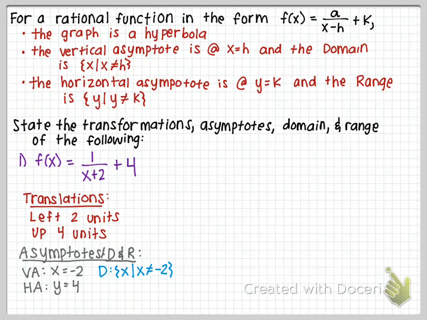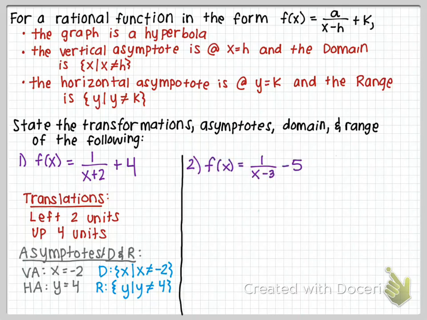Domain, remember the domain was x such that x cannot equal h. Well, our h in this case is -2. So x such that x cannot equal -2, and our range is y such that y cannot equal -4. I'm sorry, +4. It's just another way to write domain and range, so don't let that freak you out, okay?